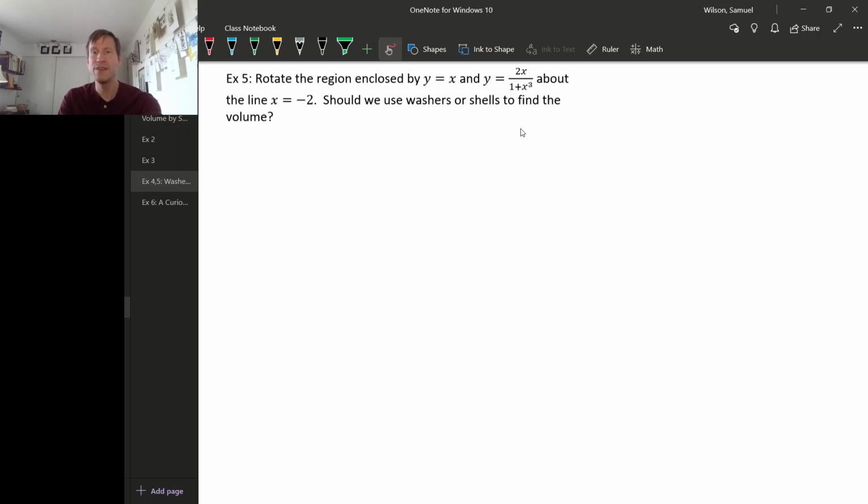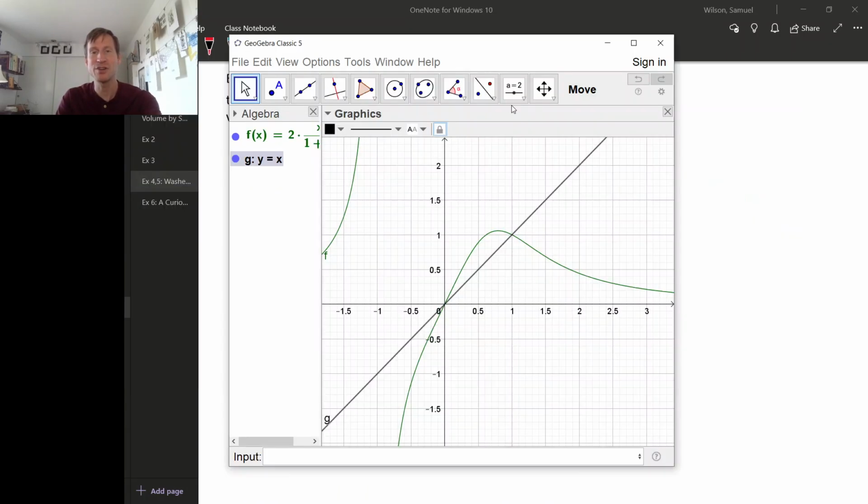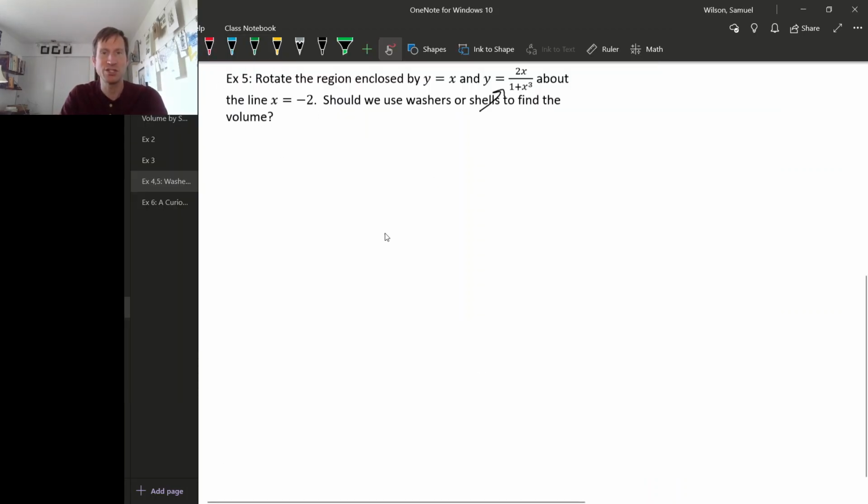So this function, probably off the top of your head, you don't know what this looks like, and I wouldn't either, but I have it graphed on GeoGebra here. So the line y equals x is the black diagonal line here, and this green curve right here is the function that we're talking about. So we want the region enclosed by the two. That's this sort of diagonal wedge shape like this. So let's draw a picture of that.